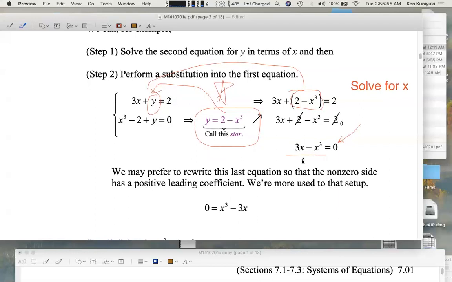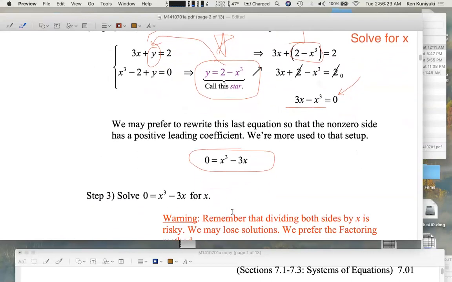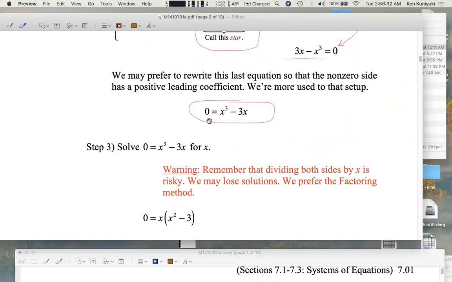Actually, before we even factor, you could factor this as is, but some of you might prefer having a positive leading coefficient. So you could add x cubed and subtract 3x from both sides. Some of you might prefer this equation over here. It's your choice. You can either factor this left side, or you can factor this right side. This might be more familiar to you. What is the GCF? What can you factor out? You can factor out an x. And what's the other factor? Again, don't divide by x, factor out an x. And the other factor will be x squared minus 3.